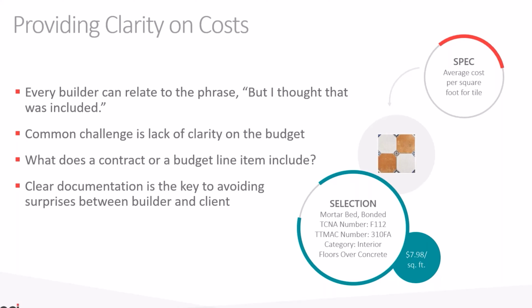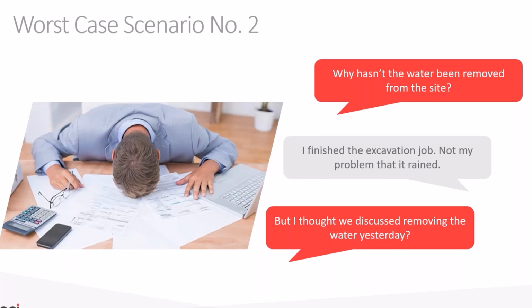Another one here for you is, why hasn't the water been removed from the job site? Well, I finished the excavation job, but it's not really my problem that it rained, coming from the excavator. But I thought that we discussed removing the water yesterday, from the builder. So again, this is a scenario that does not have to do with the tile or with change orders or the actual budget. This has to do with expectations, and in this case, accountability on the construction side of things.